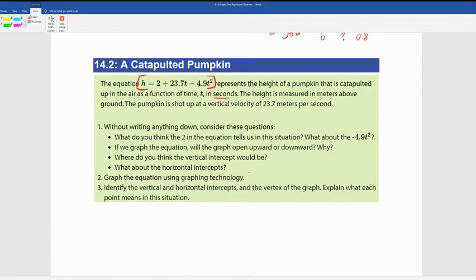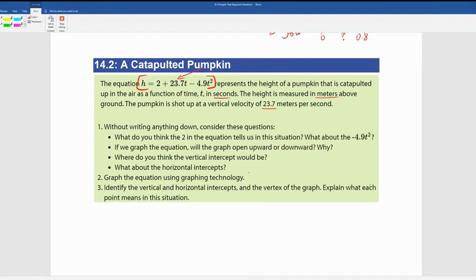So the height is measured in meters. Don't forget about context. We're talking about meters above the ground. The pumpkin is shot up at a vertical velocity of 23.7 meters per second. So that's how fast this thing is traveling.